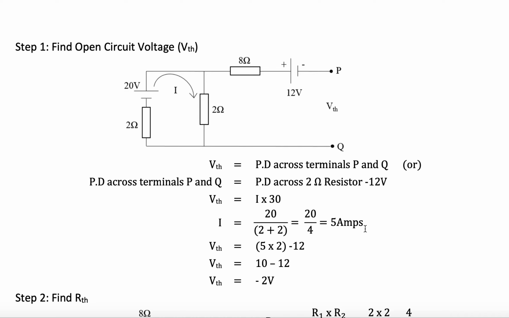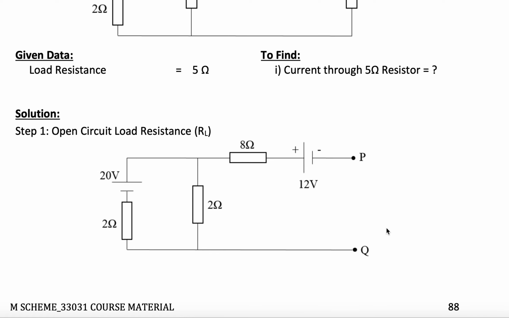Oh, no, sorry, my mistake. 10 volts is the voltage across this. Okay, and what about this voltage? Apply KVL again. Minus 10 plus 12 plus VTH. Okay, minus 10 plus 12 is 2. 2 plus VTH is 0. VTH is minus 2. Okay, that is my mistake.